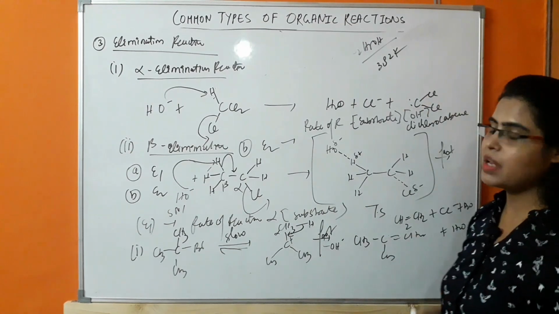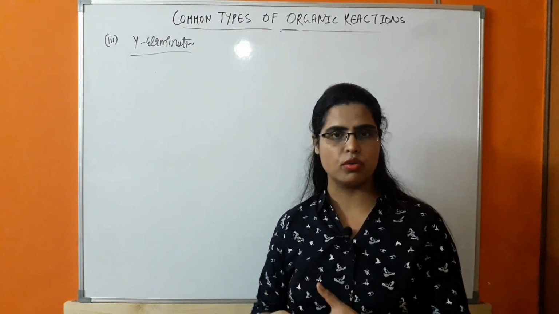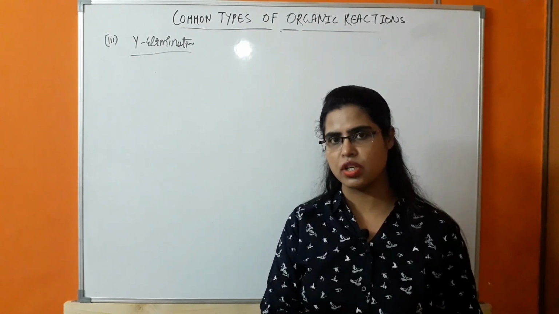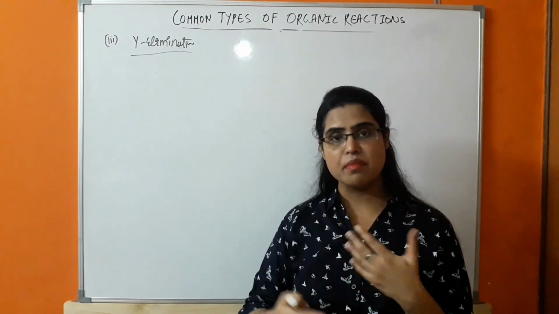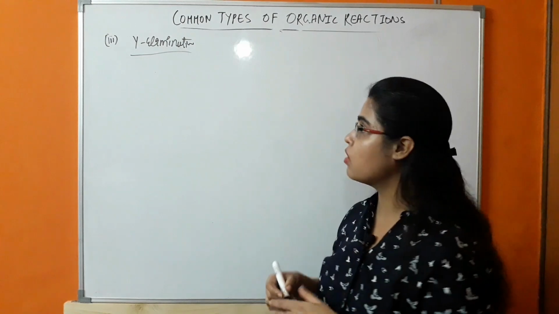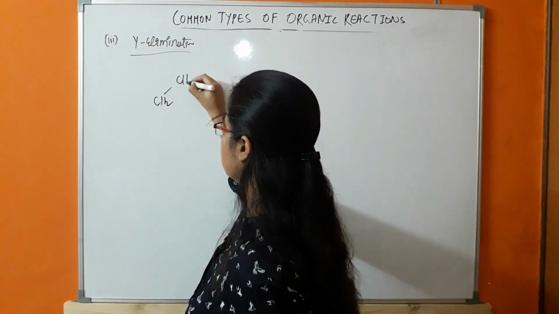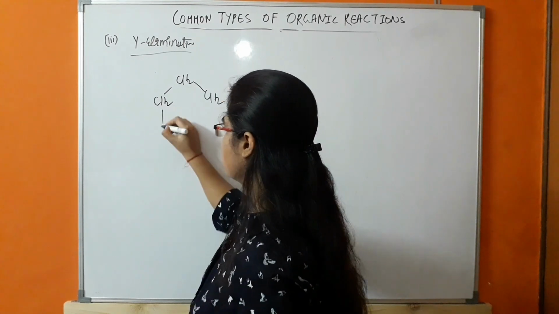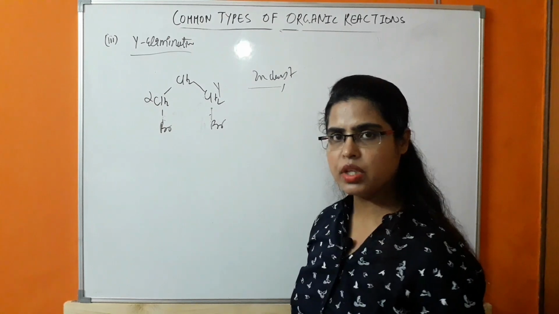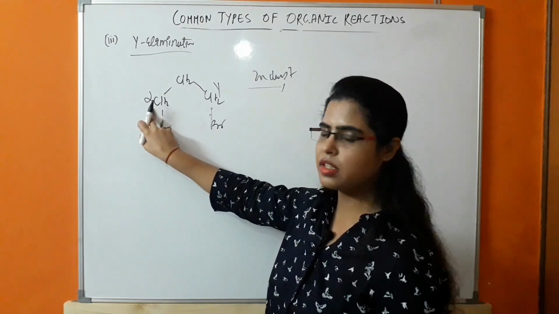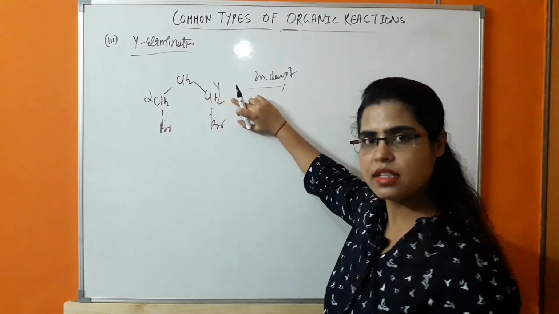Next is gamma elimination. In gamma elimination, there is removal of atoms or groups of atoms from the first carbon of the chain to the third carbon of the chain. This will form a three-membered ring structure. An example of this elimination is this example. As you can see, there are two bromine atoms. If this is represented as alpha, then with respect to it this will be treated as gamma.